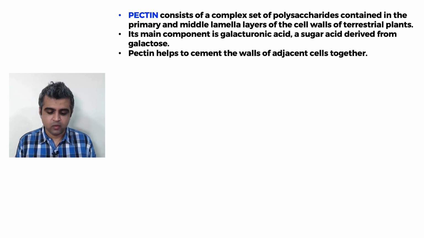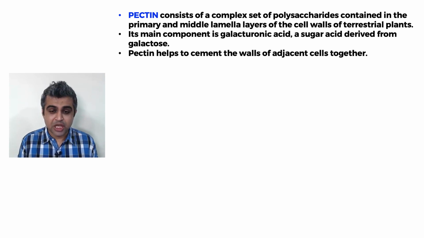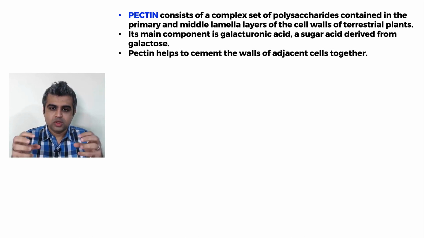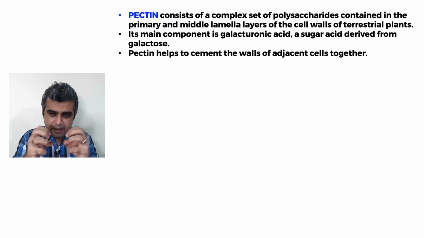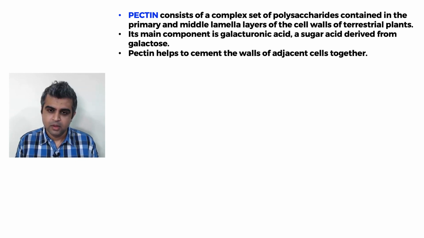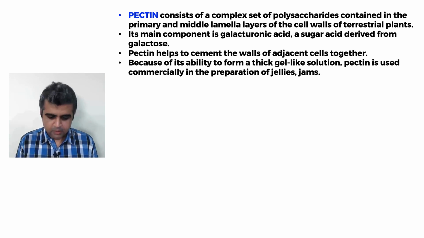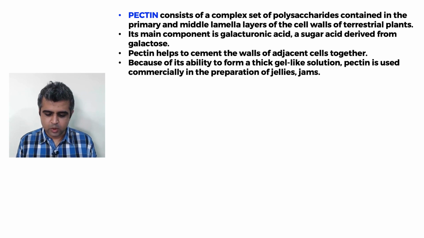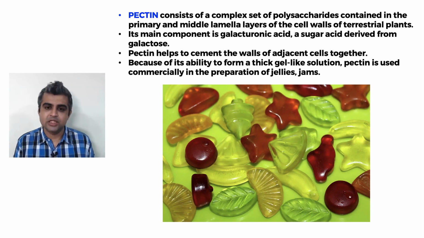helps to cement the walls of adjacent cells together. So think of pectin as that sugary jelly which is going to stick two cells together. So it is going to take two cells and literally cement them together. So it is a sticky, jelly-like substance. In fact, because of its ability to form a thick gel-like solution, pectin is used commercially in the preparation of jellies and jams.